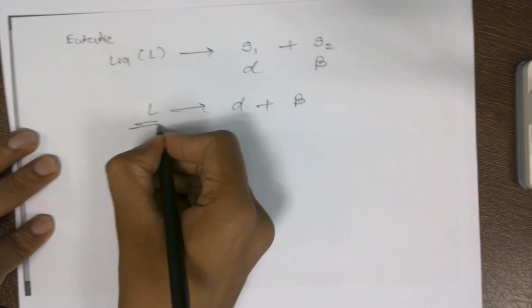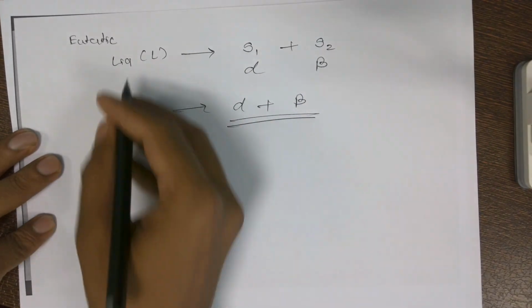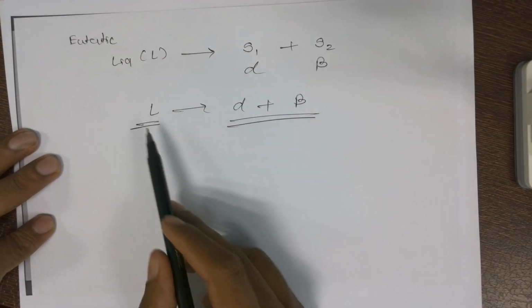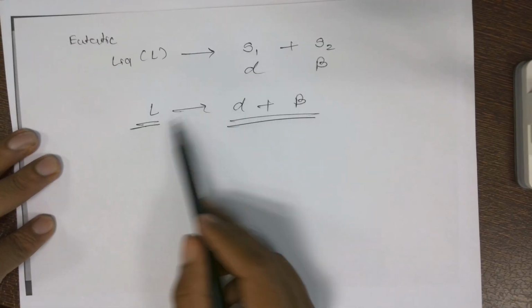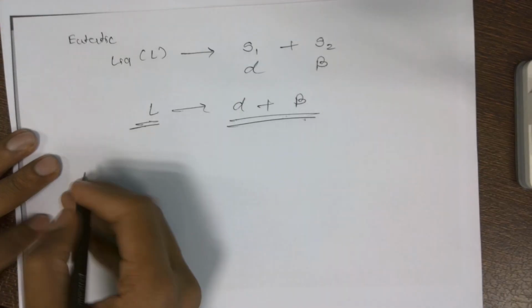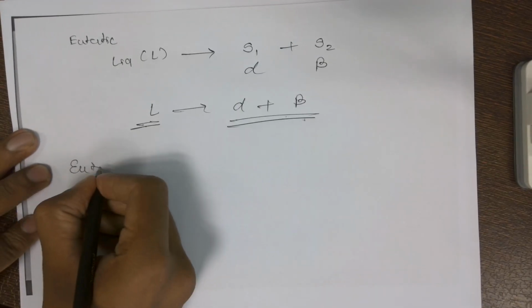So here one liquid is involved and two solids are produced. It is like you keep on lowering the temperature. What is happening? Solidification, but this is an invariant reaction where the reaction will first complete. Now let's go to the eutectoid.